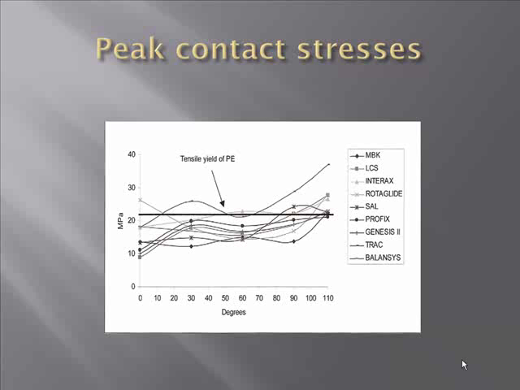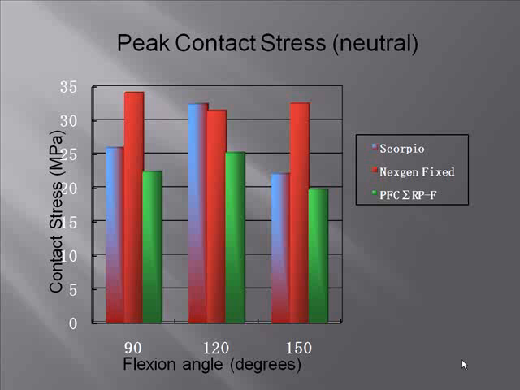And the peak contact stresses, as you'd imagine, will go above the threshold of about 20 megapascals, which most polyethylene will tolerate, at around 70 degrees in some knee designs to 90 degrees in other designs. Shown another way, just comparing three different designed knee replacements, you'll see that the contact stress will go above this magical 20 megapascal level in many designs once you get beyond a certain degree of flexion.